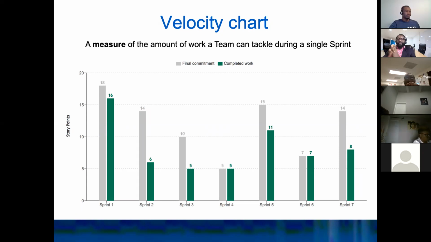And that velocity is normally becoming the capacity of the team. Now, there is a difference, though, between the velocity and the capacity. What's the difference? What's the difference between the dev team velocity and the dev team capacity?